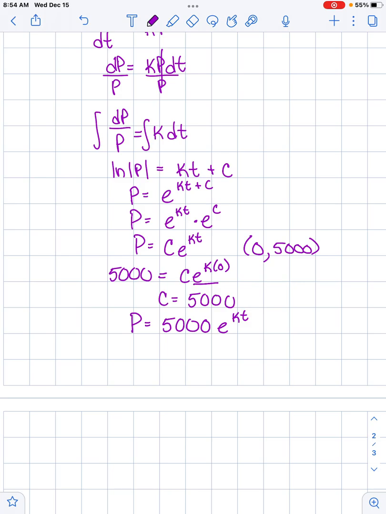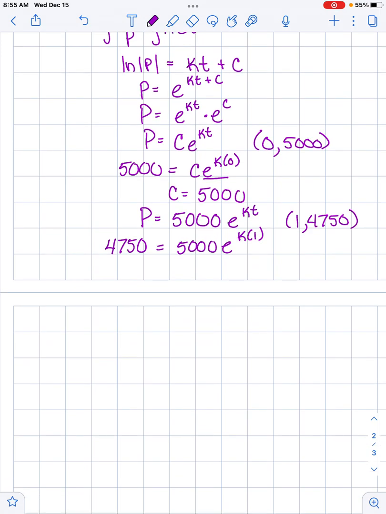The second piece of information that was given to us was that when time was 1, or when t was 1, the population was 4,750. So we're going to use that information to find k. So we have 4,750 equals 5,000 e to the k times 1. My goal is to isolate k. So I'm going to divide by 5,000. I'm going to go to the next line below. I have 4,750 over 5,000 equals e to the power of k.